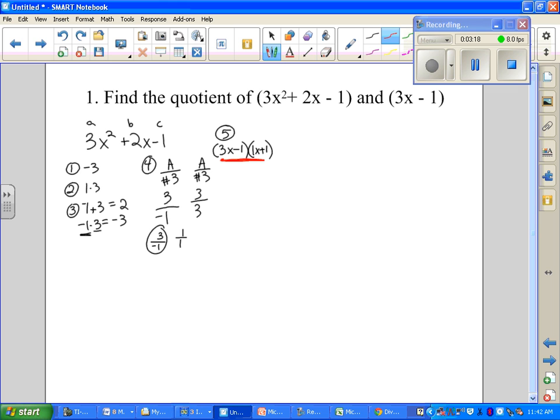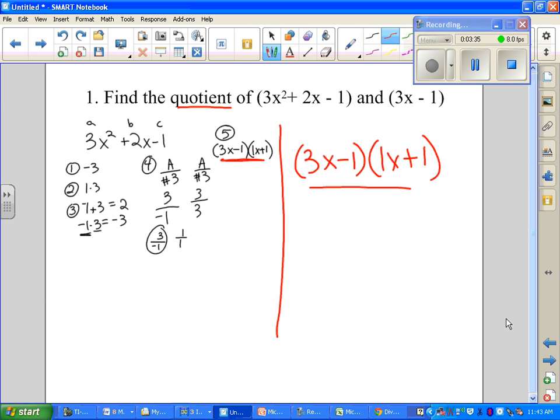Going back to my original question, I have to find the quotient. So that means I'm dividing. So now I'm going to take the 3x minus 1 and the 1x plus 1, because I've simplified it and found the factors, and divide it by 3x minus 1. Luckily, one of the big rules of math that we know really well is if you divide anything by itself, it cancels out, or becomes 1. 3x minus 1 divided by 3x minus 1 cancels out, and I'm left with an answer of 1x plus 1.